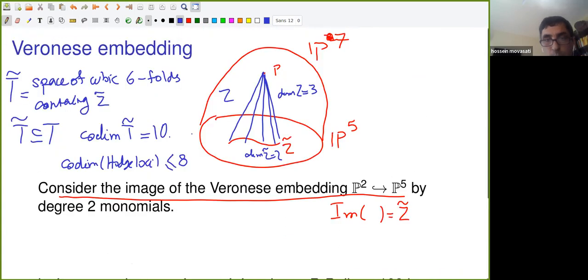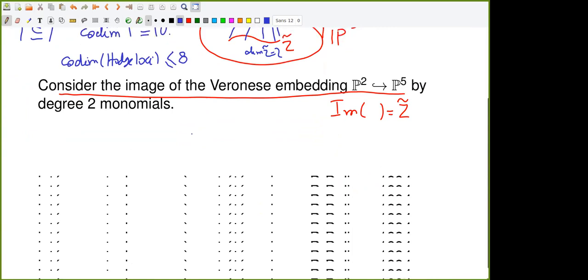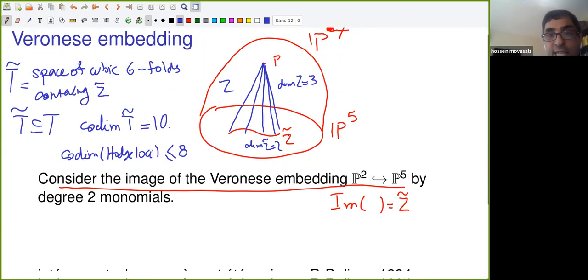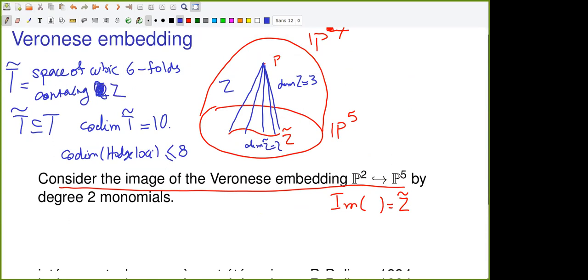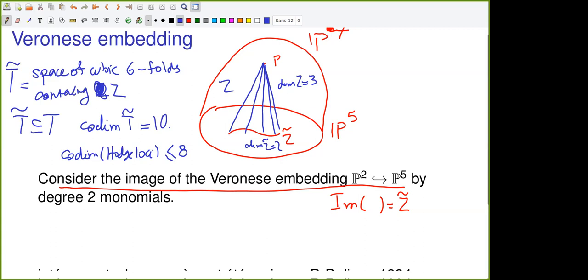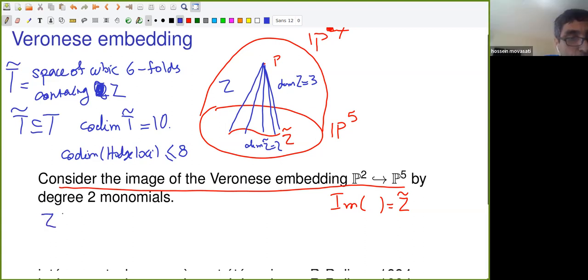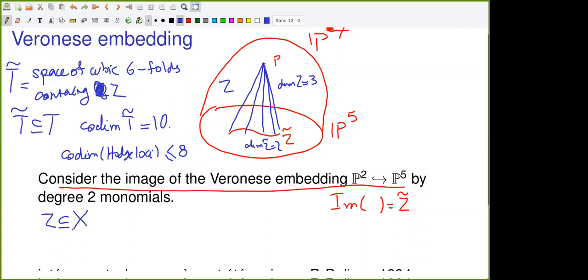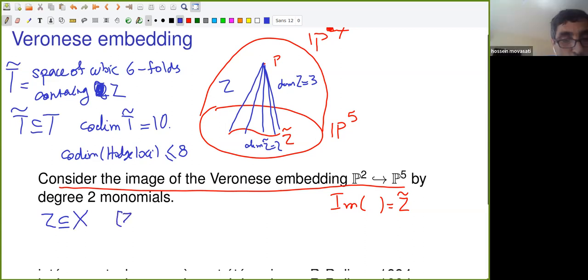Sorry, did you mean containing Z or Z tilde? Z tilde was two-dimensional, and Z, sorry, this is Z. Yeah, okay. So the point is that this Z, when it is inside a cubic six-fold, is a homology class. It will give me a Hodge cycle in H6, Z. It's an algebraic cycle, it is a Hodge cycle, and so on.